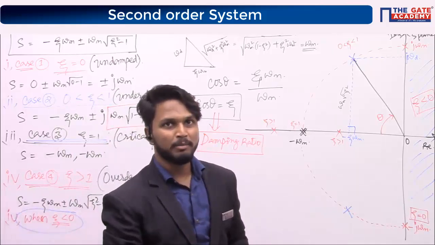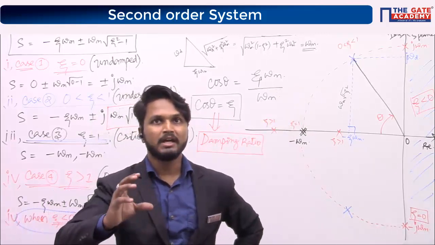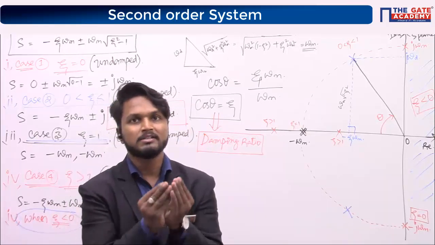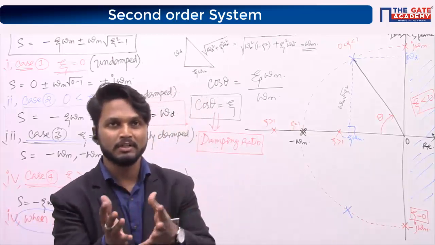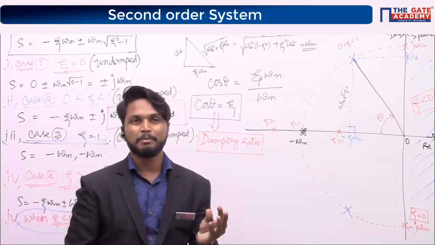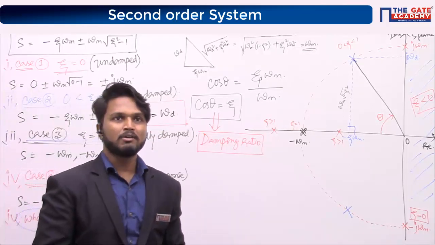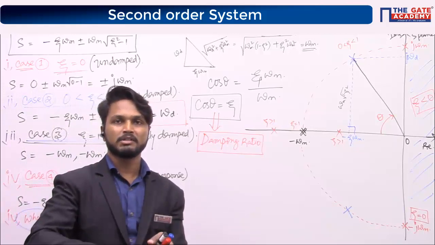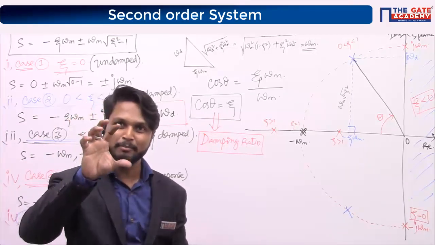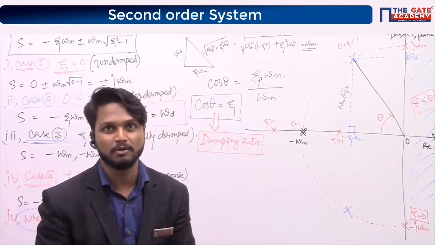So what do you mean by damping? Whenever you study electrical measurements, you will use eddy current damping, air friction damping, or oil friction damping, right? Damping is a kind of braking. Let us say your system is tending to oscillate, and you're applying some brakes on its oscillation and bringing those oscillations to zero.